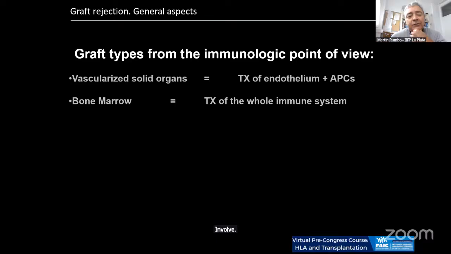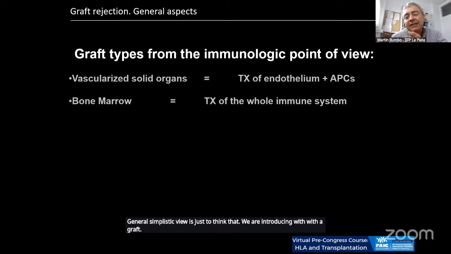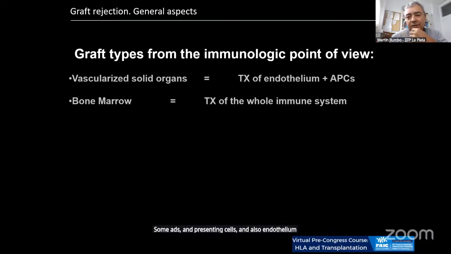In the case of vascularized solid organs, the more general, simplistic view is just to think that we are introducing with the graft some antigen presenting cells and also endothelium that will be in contact with the immune system of the recipient, and all the alloreactive reactions will take place with these two main types of populations in the front line.